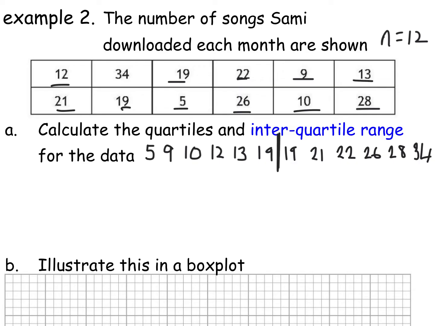And then I'm going to find the middle of the lower half. Again, there is no middle number because 6 divided by 2 is 3 and 3. So 3 numbers in puts it between the 10 and the 12. And the same at the top, 3 numbers in from each side puts it here. I always like people to write down what Q1, Q2 and Q3 are separately. So Q1 is between 10 and 12, which is 11. Q2 is between 19 and 19, which is just 19. And Q3 is between 22 and 26.